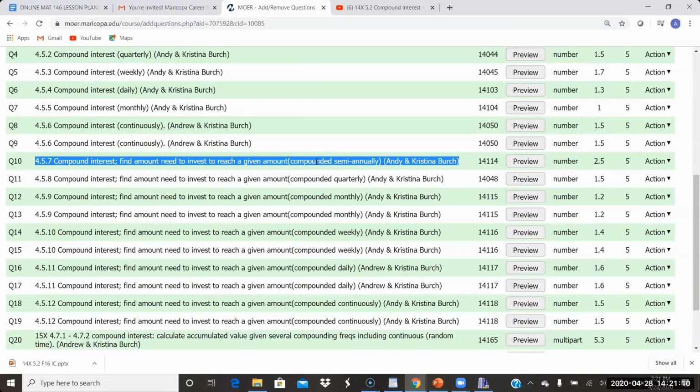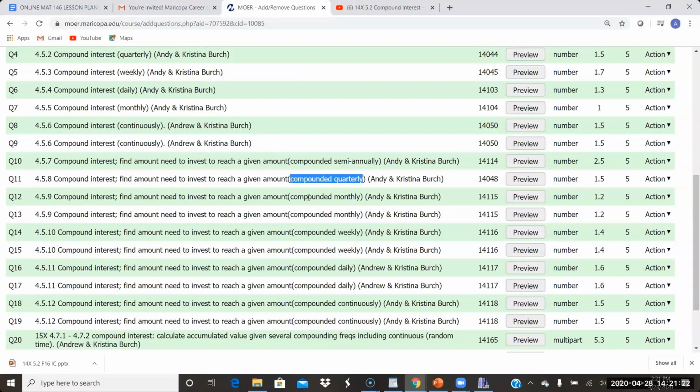It's just for different compounding times. So this one would be semi-annually. This one's compounded quarterly. So that's 4 times a year. Monthly is 12 times a year. Weekly is 52 times a year. Daily is 365 times a year. And then continuously, you just use that other formula with the E, okay? If it's continuously, you have to use it with an E. Oh, that would be here, yeah.